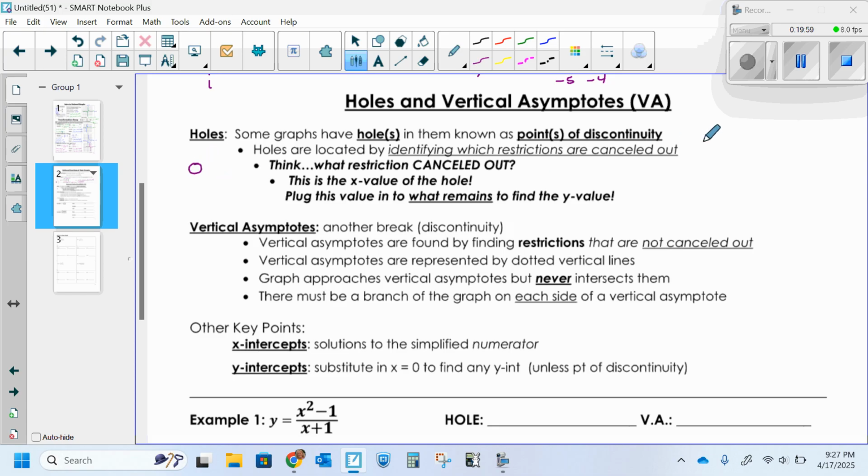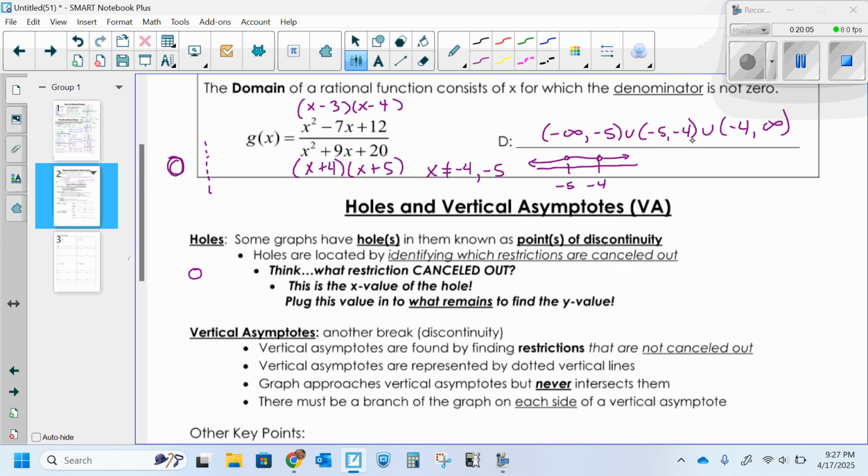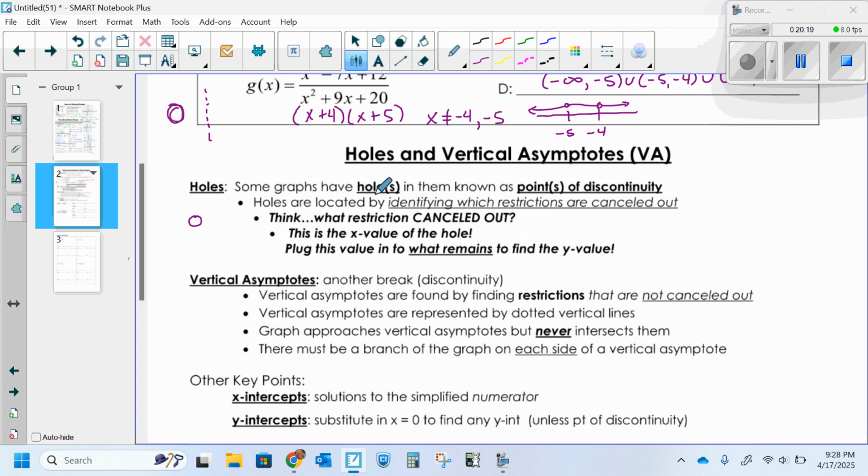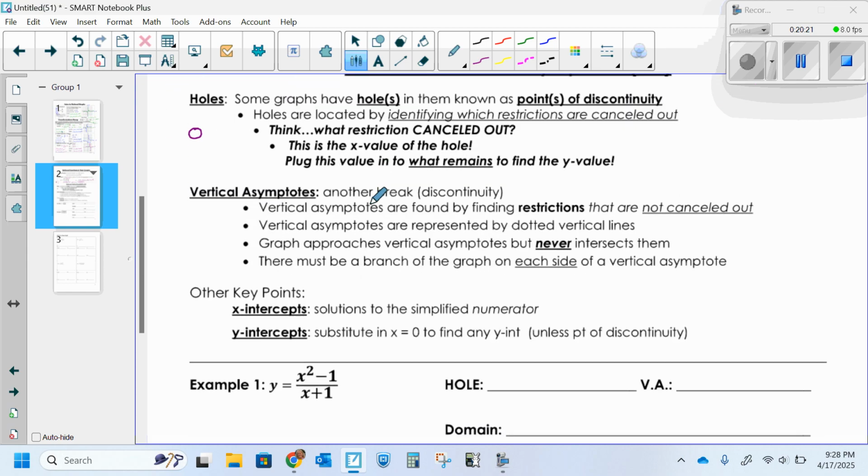In the above example that we just did, you didn't cancel anything out. Let's pull that back up. There were no common factors. There's an x minus 4, but not a plus 4 or a minus 4 on both. So there's nothing canceled. So you do not have any holes. You just have two vertical asymptotes for that example.